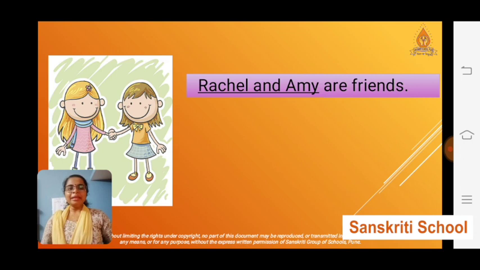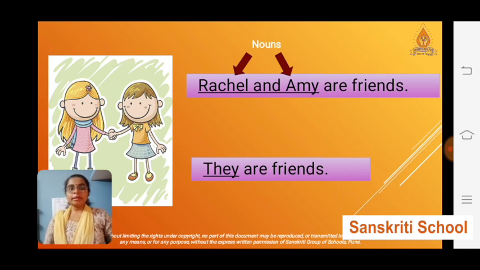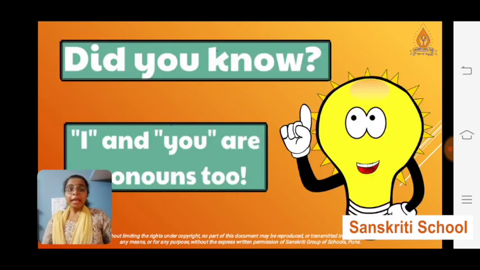Rachel and Amy are friends. Okay, so let's see how this is going to change. Rachel and Amy are nouns. And now I'm going to replace it with they. So they here becomes the pronoun. See, pronouns, they replaces multiple nouns. Understood, children? I and you are also pronouns. Okay, that is another fact. I and you are pronouns too.